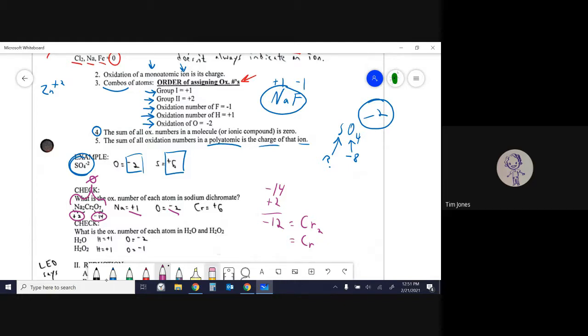Excuse me, let me rewrite that. That did not turn out the way I intended. We have a -12 from the sodium and the oxygen. We need the chromium to cancel it, so the chromium, both of them must be +12. That's how I intended that. So each chromium must be +6. That's why I get the +6. There.